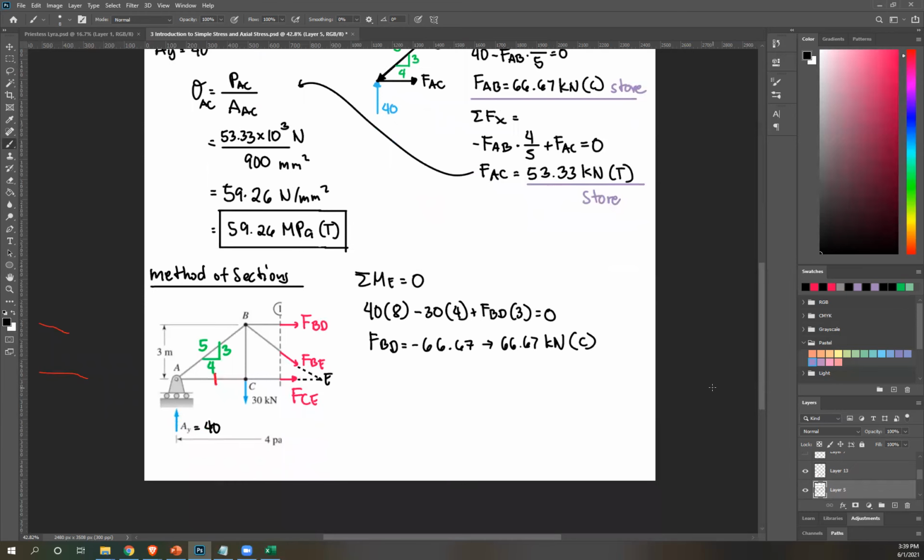Next. Okay, now that I have my force BD, I can solve for stress BD. Stress BD is PBD over area BD. FBD is just 66.67. Once again, convert kilonewton to newtons, times 10 raised to 3, over area, which is 900. Please solve what's the answer. Like what we did earlier, you should also store this and use the stored value for your answer.